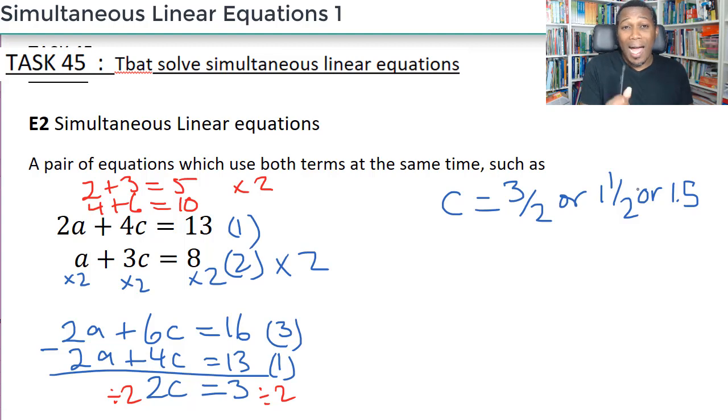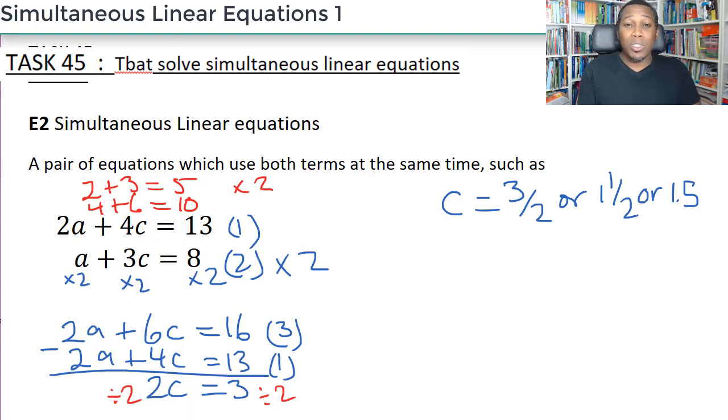To be honest, for me on this one, I'm thinking 1.5 is a nicer value to work with because we need to do a substitution, and substitution with the decimal is probably going to be easier. But be prepared, you can get decimals. It's not just going to be all nice and whole numbers. It doesn't work like that.